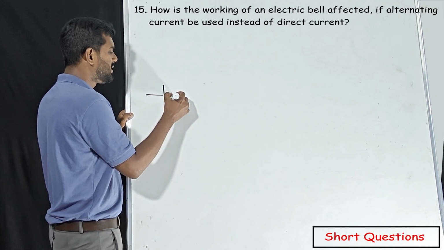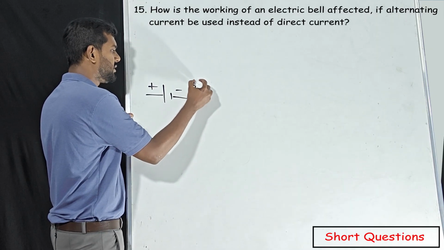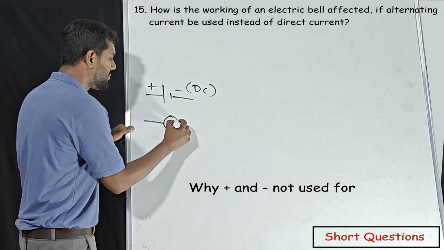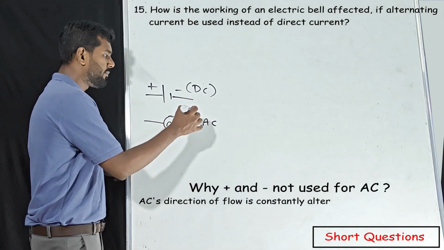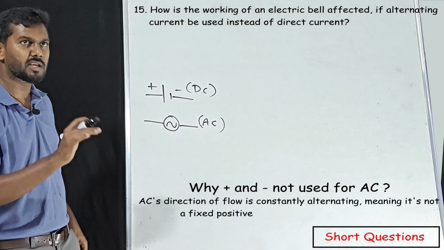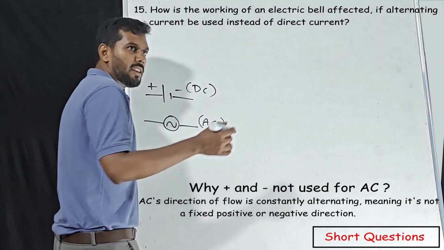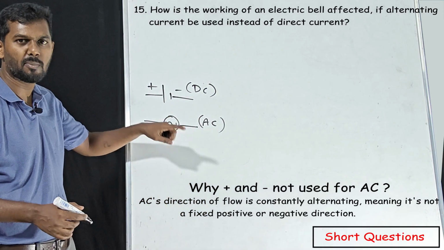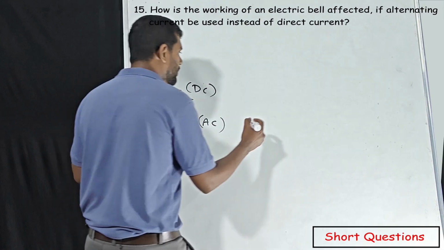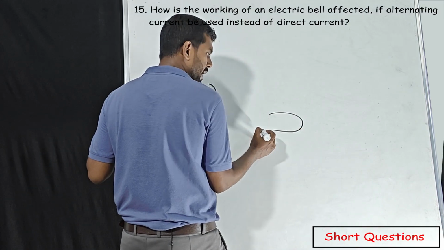See, this is the symbol of direct current. This is DC. This is the symbol of AC. Now, the question is, in an electric bell, instead of using DC current, what happens if you use AC current? Very simple question.